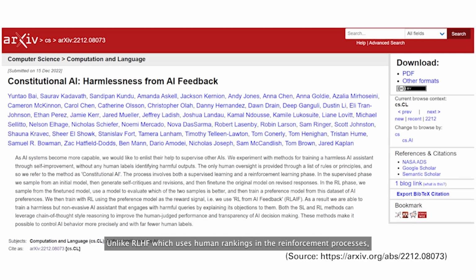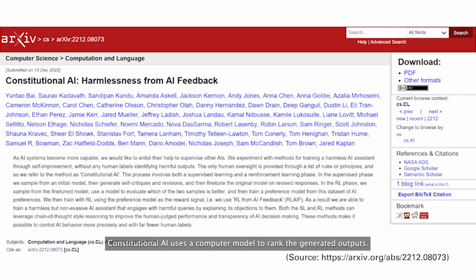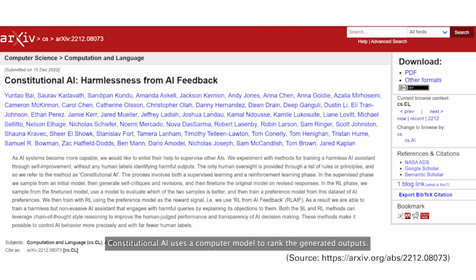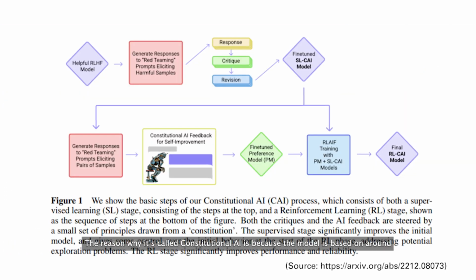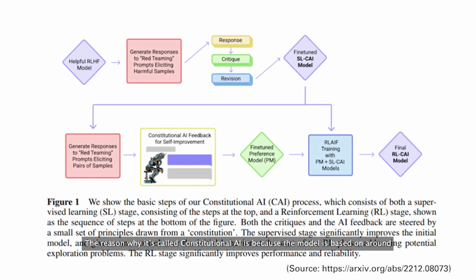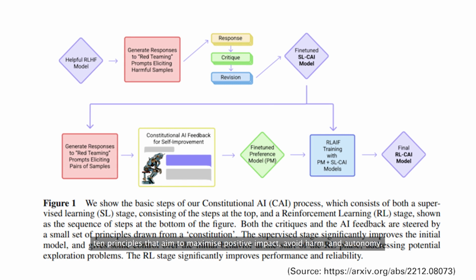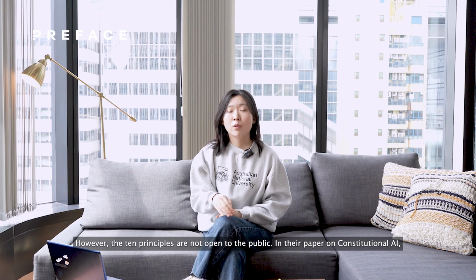Unlike RLHF, which uses human rankings in the reinforcement process, constitutional AI uses a computer model to rank the generated outputs. The reason why it's called constitutional AI is because the model is based on around 10 principles that aim to maximize positive impact, avoid harm, and respect autonomy. However, the 10 principles are not open to the public.